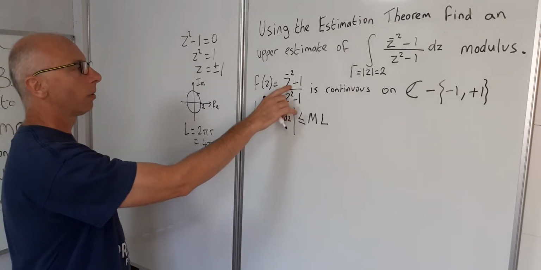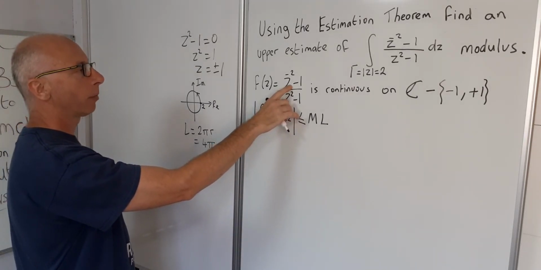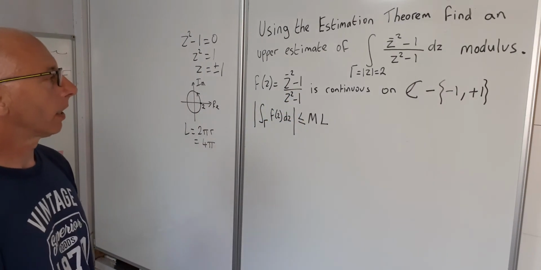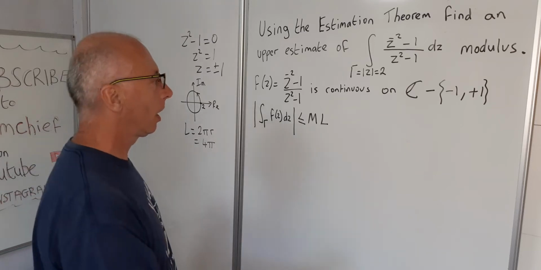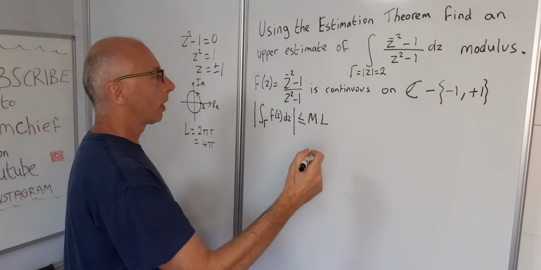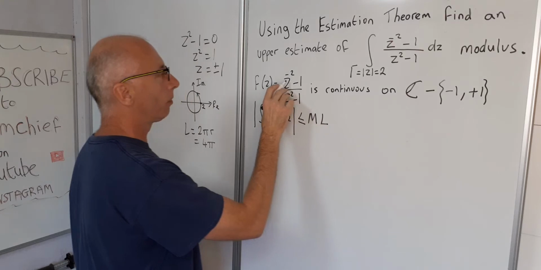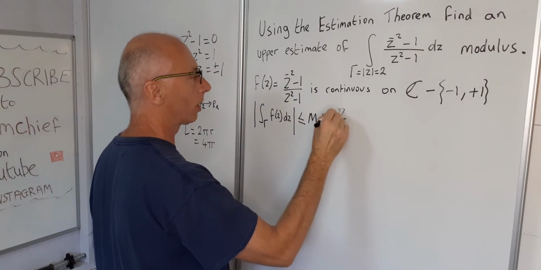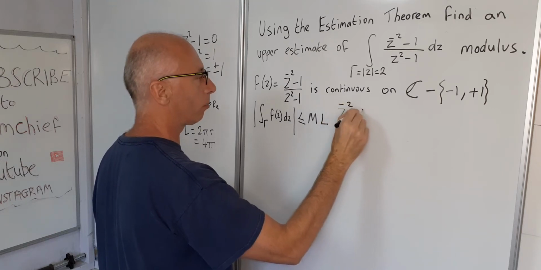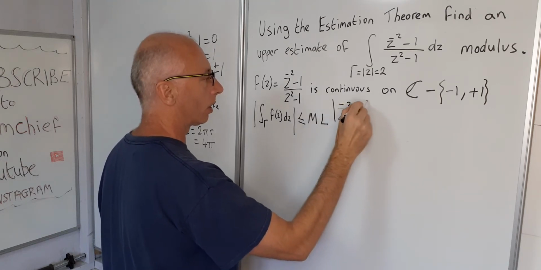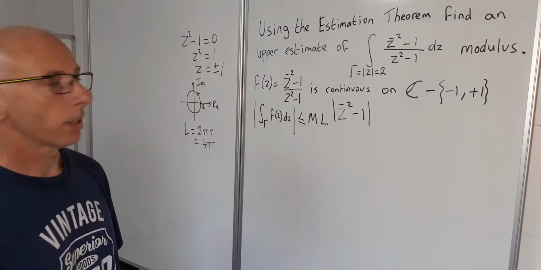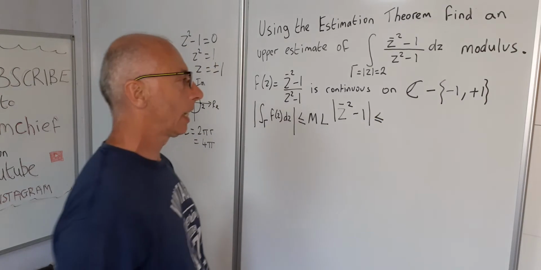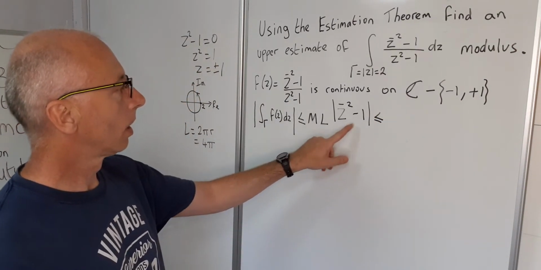So now we want to find an upper estimate for this function. For that we need to find the maximum value for the numerator and the minimum value for the denominator. So if we use the triangle inequality, for the numerator, let's find the normal triangle inequality for the conjugate of z squared minus 1.